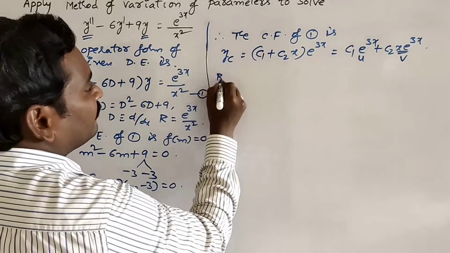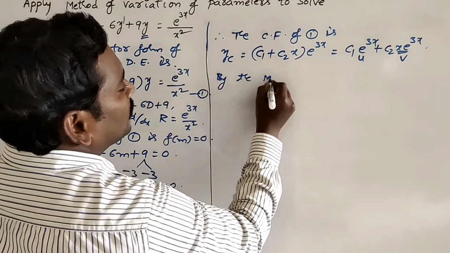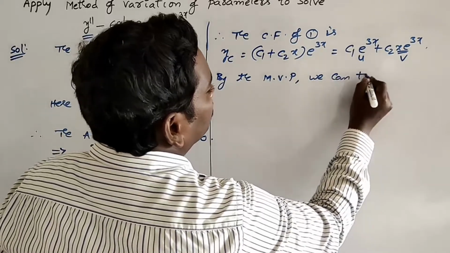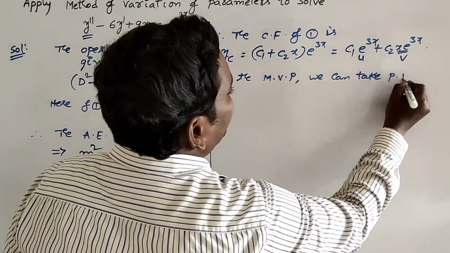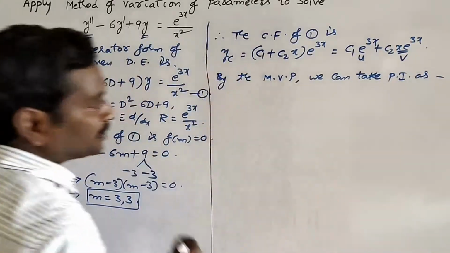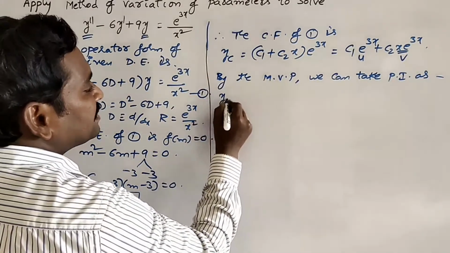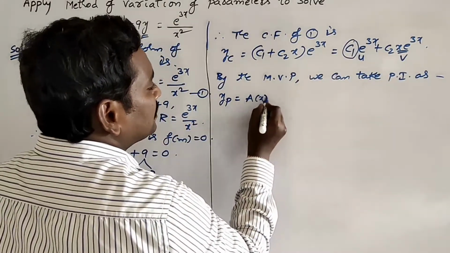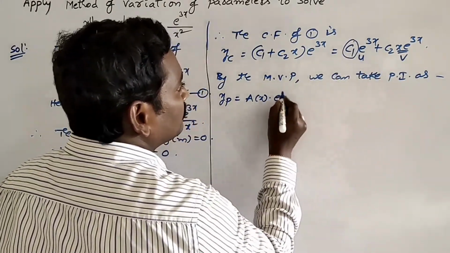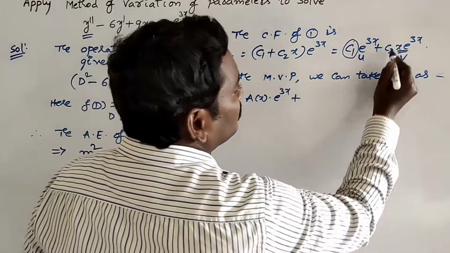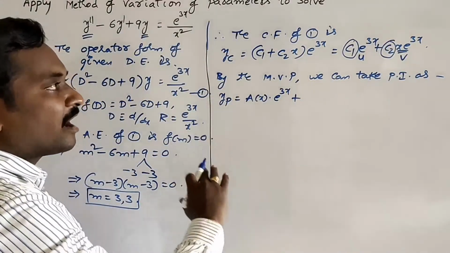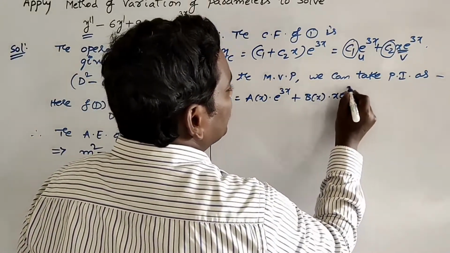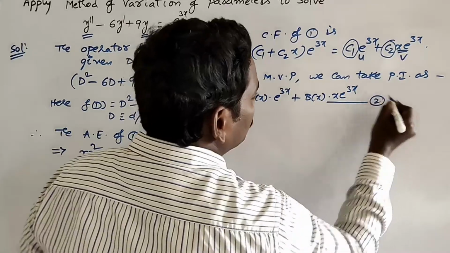So by the method of variation of parameters, we have to take the particular integral as yp is equal to, replace these parameters c1 and c2 by a of x and b of x. This is a similar term, we just have to change the parameters to a of x and b of x, into x into e power 3x. Take it as equation number 2.